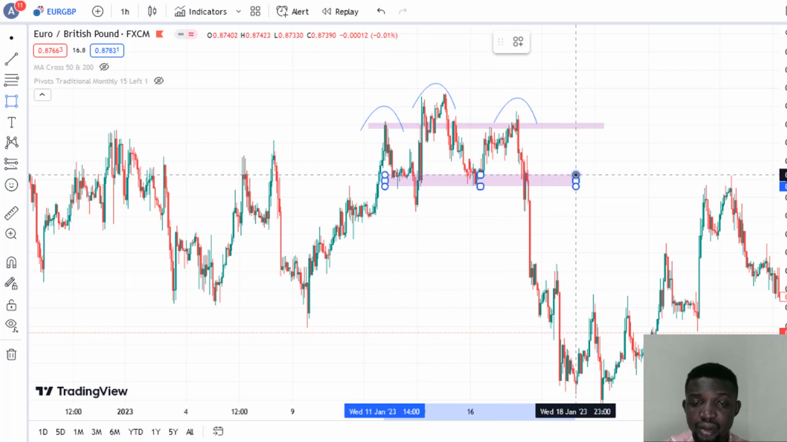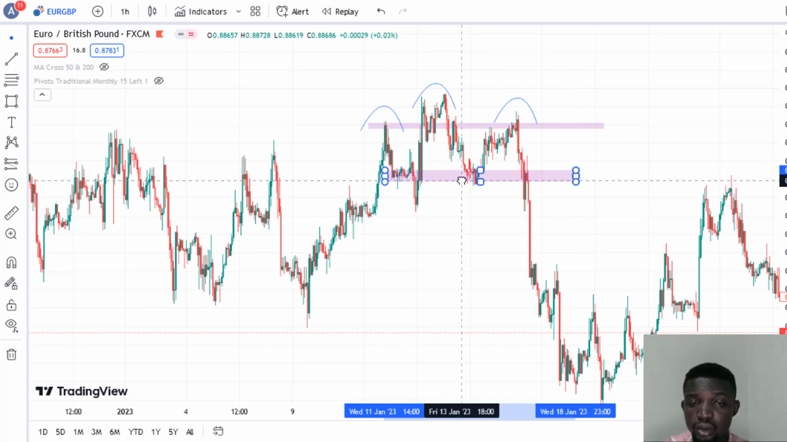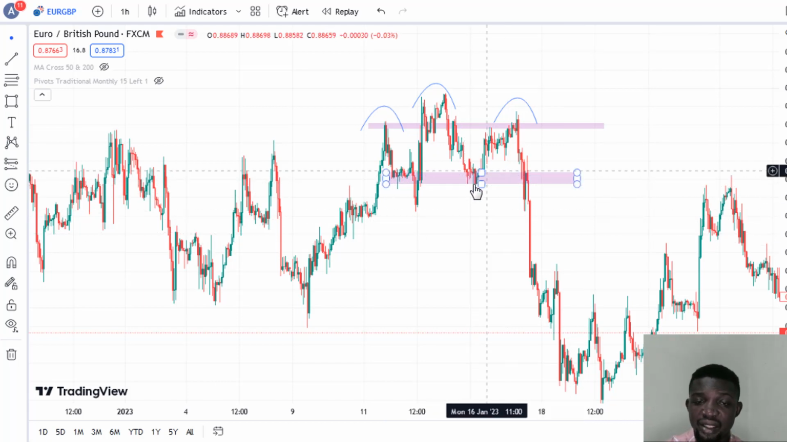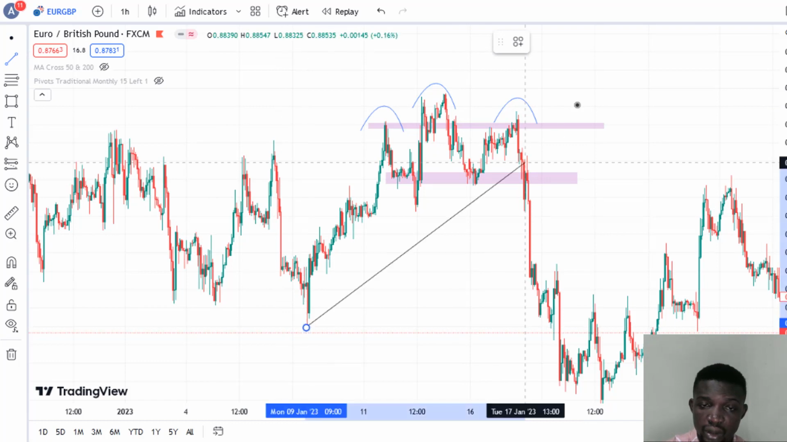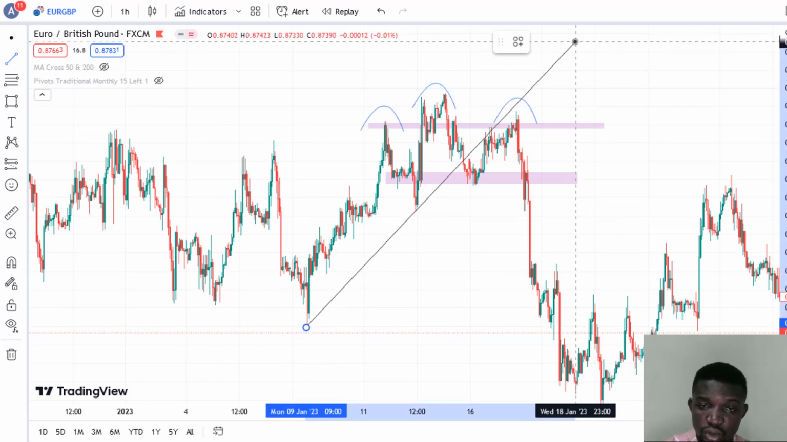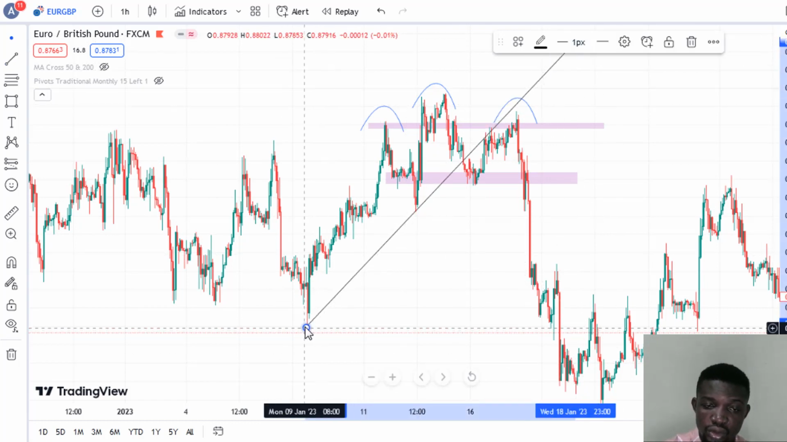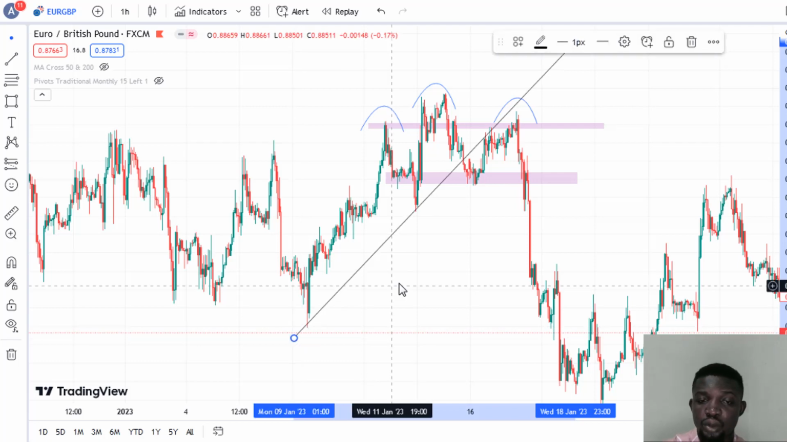I'm having my neckline here. To have a clean picture of this, let me just draw the trend line here, a clean picture of this.